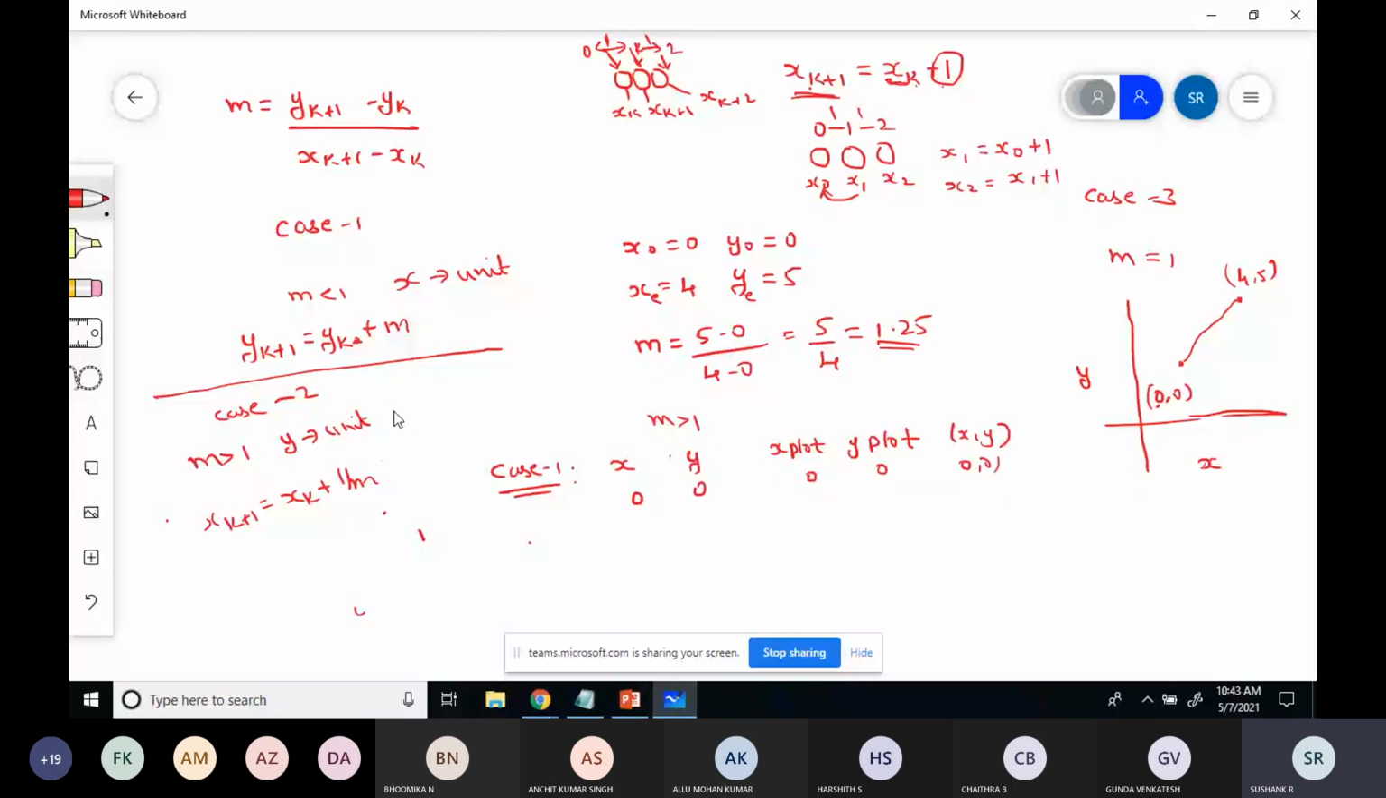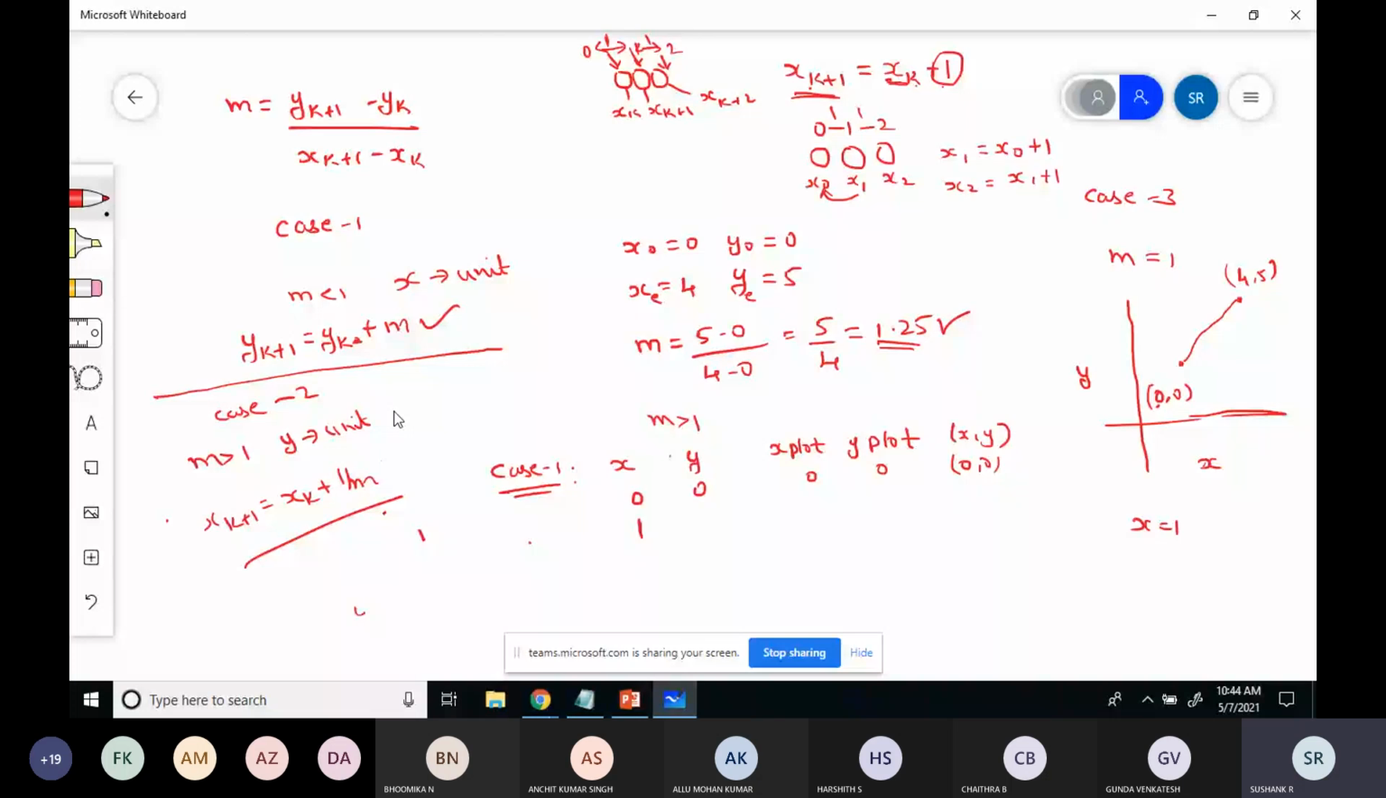So after this, now we have calculated the value of m, which we got as greater than 0. X will move along the unit interval. So unit interval in the sense, you have to add plus 1. So x will become plus 1. X is equal to 1 now. So now you have to find out y of k plus 1.